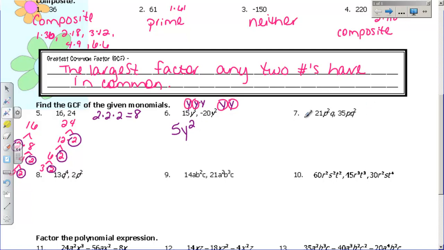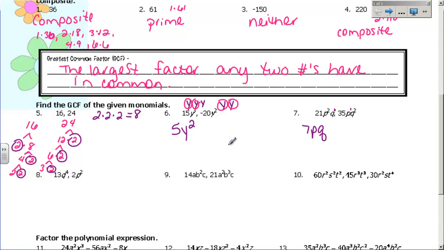So number 7. Greatest common factor, first of all, between 21 and 35. We'll do variables in a minute. The GCF for 21 and 35 is going to be 7 because that is the largest number that will go into both of those evenly. And now let's do the p's. I've got p squared and p to the first power. Well, p to the first has the smallest exponent, so I will pull out a p to the first power. Then I have a q to the first and a q squared. Well, q to the first is the smallest exponent, so I will factor out a q to the first. And that is how you find the greatest common factor.